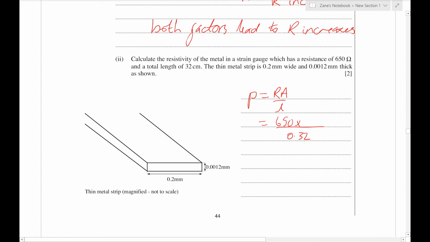The cross-sectional area is found by multiplying the width and its thickness. So we've got 0.2 millimeters, so don't forget times 10 to the minus 3, and we've also got 0.0012 millimeters, also needing a 10 to the minus 3. So let's put those numbers into a calculator and see what we get. And here we get 4.9 times 10 to the minus 7.